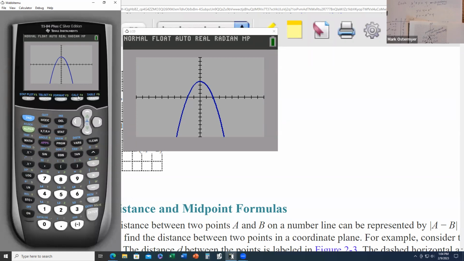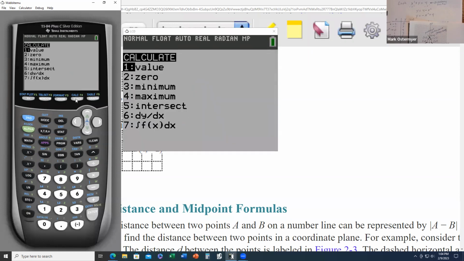If we go into our calculate mode, how do we get into calculate? We have to precede the trace button with the second key. Second, trace gets us into calculate. I'm going to try to find the maximum point on this graph, which is the vertex point, which is also the y-intercept. We use the maximum function to do that.